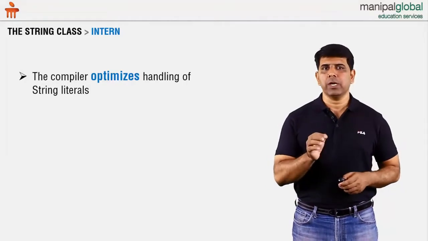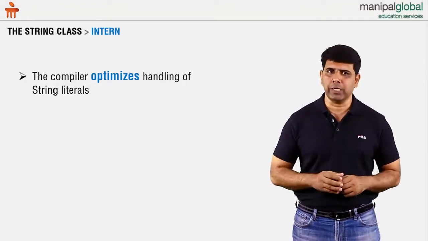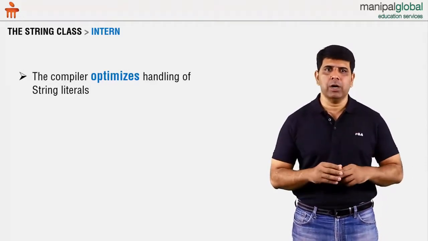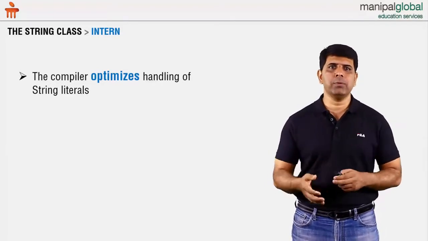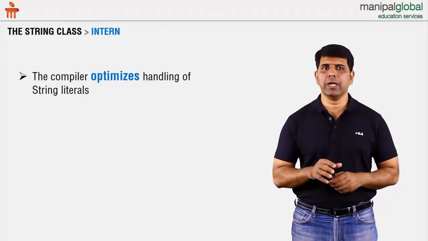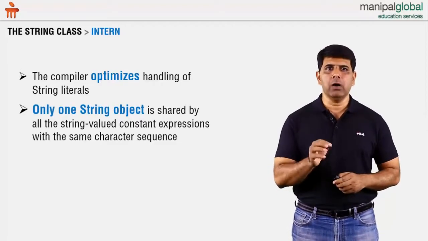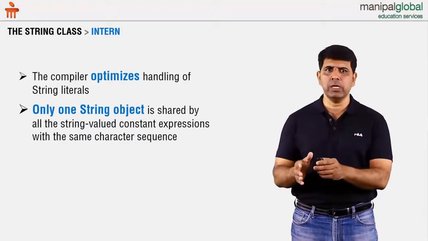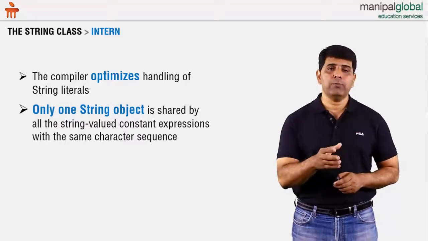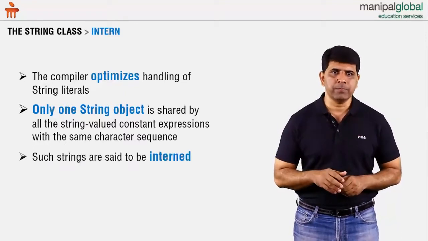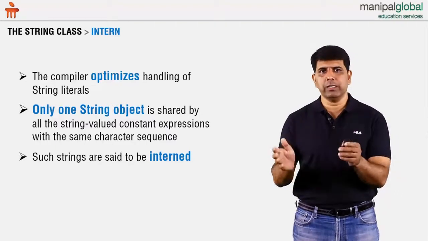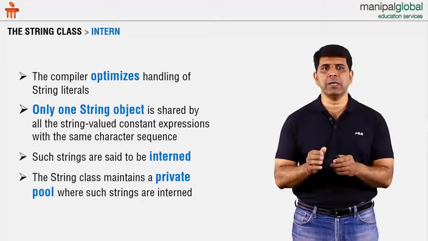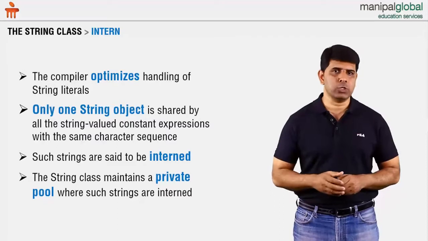Now what is it? The compiler optimizes the handling of string literals. The reason is string literals are the most number of objects that come across in the JVM. So compilers have to optimize that, and the way they do is by creating a cache of all these strings. Now only one string object is shared by all the string valued constant expressions with the same character sequence. Now at first it might look complicated, but it's very simple. These strings which are there in the cache are called interns. Now the String class maintains a private pool where such strings are stored.